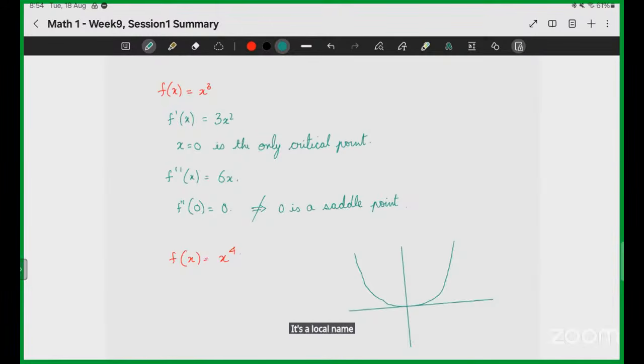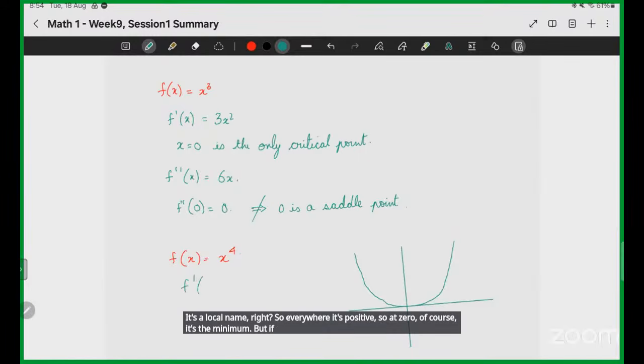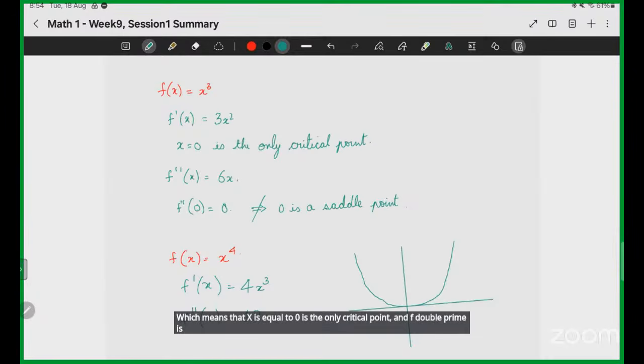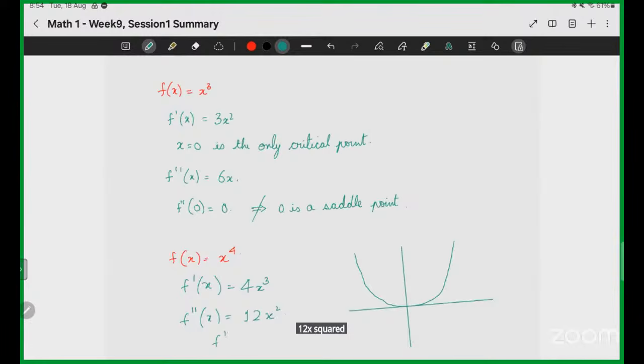Right? So everywhere else it's positive. So at 0, of course, it's the minimum. But if you do the derivative test, you will get 4x cubed, which means that x is equal to 0 is the only critical point, and f double prime is 12x squared, which at 0 is 0.